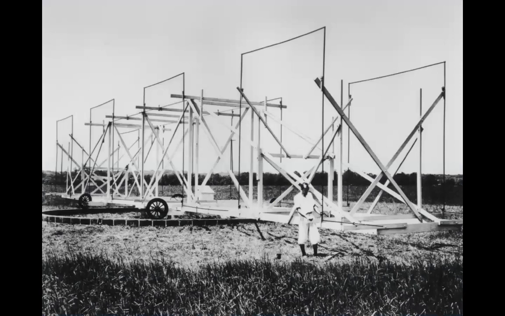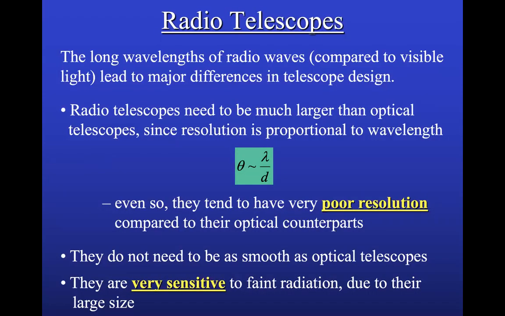And this is the first one who built a large radio telescope, I guess, a long time ago. You can just read through those things, and these are just history. Radio waves have a large wavelength compared to visible light. This will lead to major differences in the telescope design as well. Radio telescopes need to be much larger than optical telescopes.